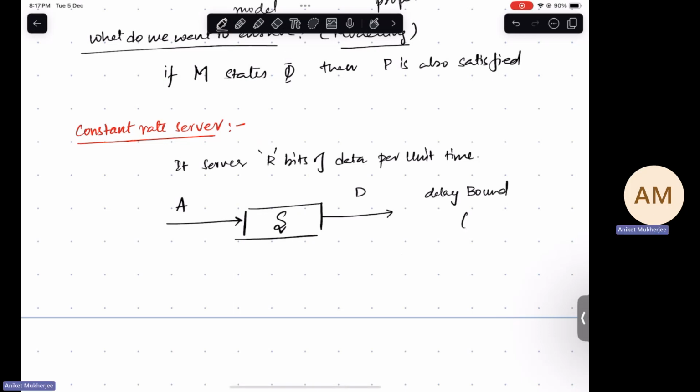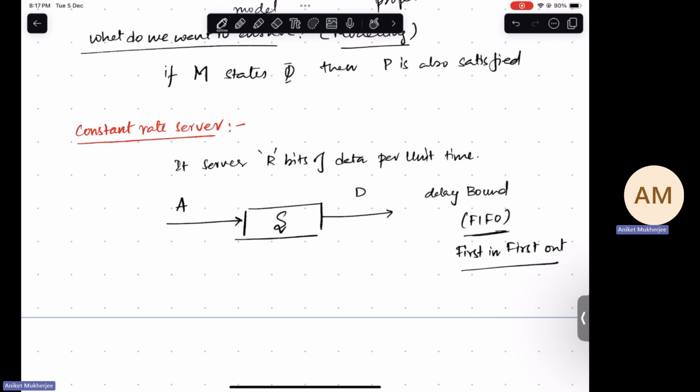We assume that the scheduling policy for the single flow is FIFO. So whichever packet or unit of data comes first to the server is served first. There are no priorities or anything. Whichever comes first is served first. So what does FIFO mean? FIFO means it is a first in, first out system.